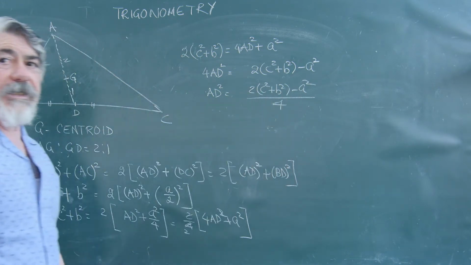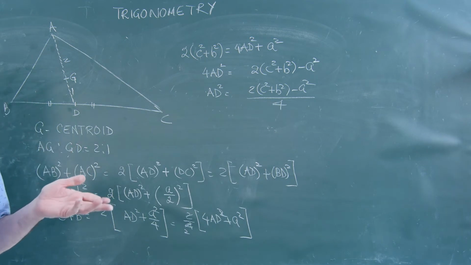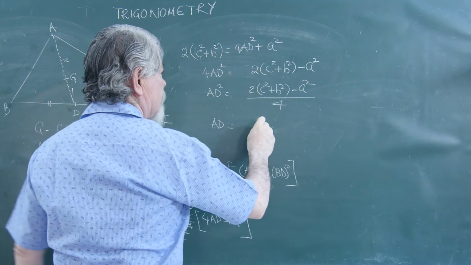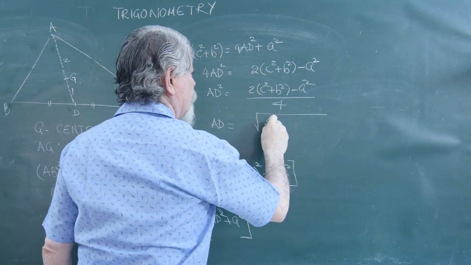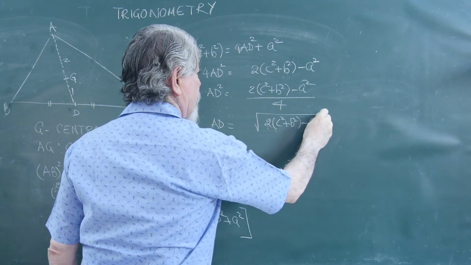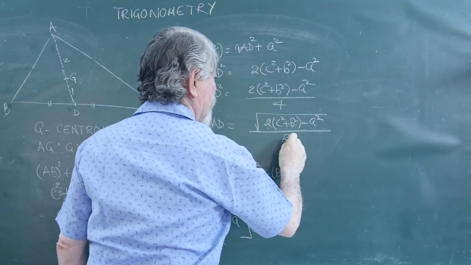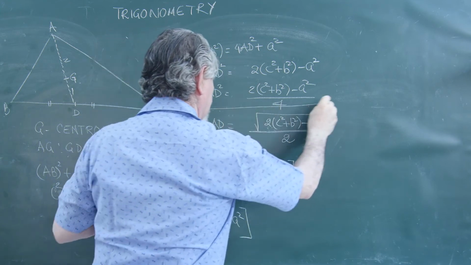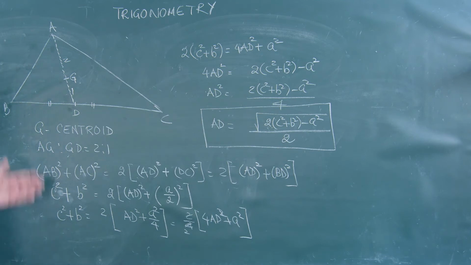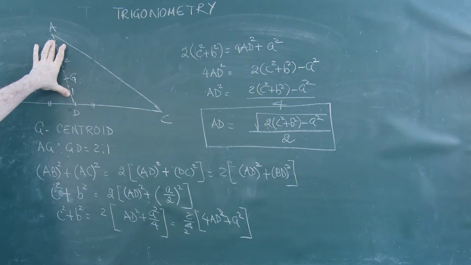And when I calculate AD, since it is a length, I'll take it positive, not negative. AD will be equal to, actually it should be a modulus, so under root 2 C square plus B square minus A square upon 2. Square root of 4 is 2. This is the length of the median. Whether it will be used sometime or not, I'm sure somewhere it is going to help you. This is the length of the median, AD.